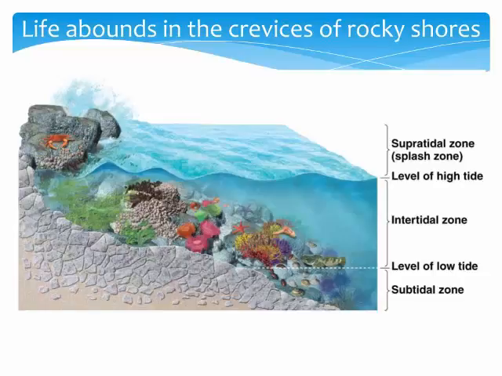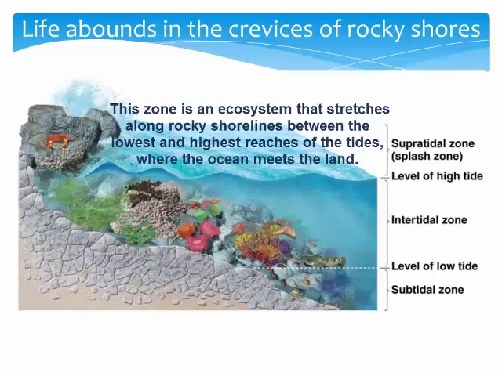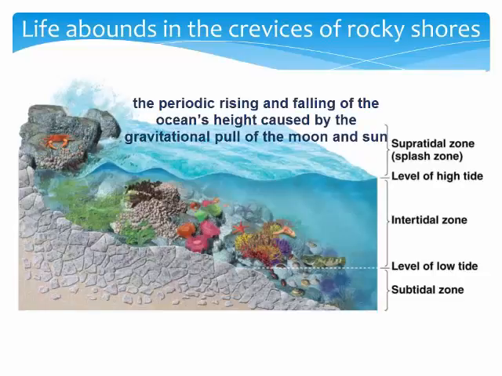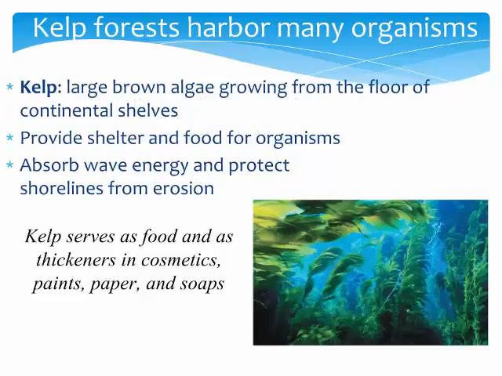Another marine environment that was mentioned briefly earlier is the intertidal or littoral zone. This zone is an ecosystem that stretches along rocky shorelines between the lowest and highest reaches of the tides, where the ocean meets the land. This zone provides habitat for a diversity of organisms. The upper intertidal zone is higher on the shoreline where areas are exposed to more oxygen. Intertidal organisms spend part of their time submerged in water and part of their time exposed to sun and wind. There is great biodiversity along rocky shorelines because environmental conditions change dramatically as tides come in and go out. Tides are the periodic rising and falling of the ocean's height caused by the gravitational pull of the moon and sun.